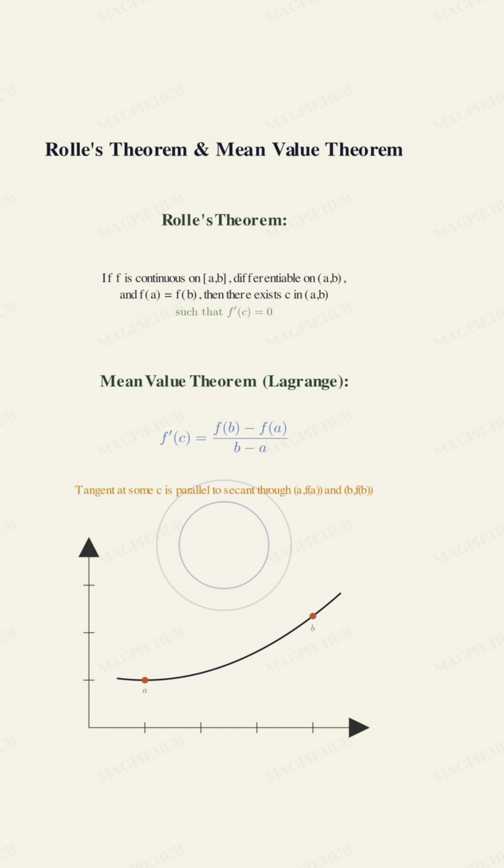The mean value theorem, also called Lagrange's theorem, is more general, f prime of c equals f of b minus f of a divided by b minus a. This means somewhere between a and b, the tangent line is parallel to the secant line joining the endpoints. On the graph, the orange secant connects the endpoints, and the green tangent at point c has exactly the same slope, they're parallel.